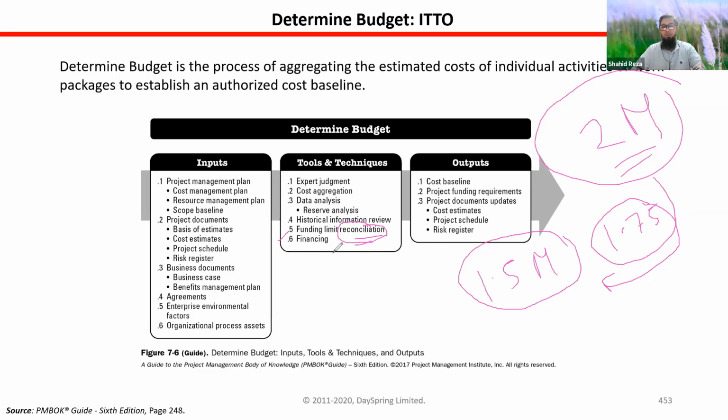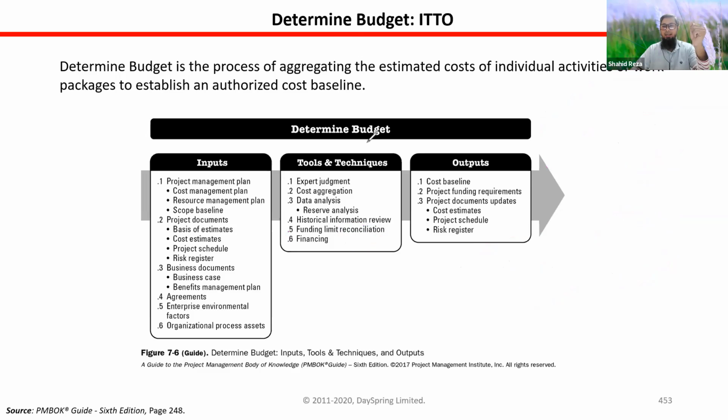All right. So this is funding limit reconciliation. You have to understand, management does not have abundant money. The money you want, you will get that? That will not happen. So you always have to reconcile with your organization's funding limit.